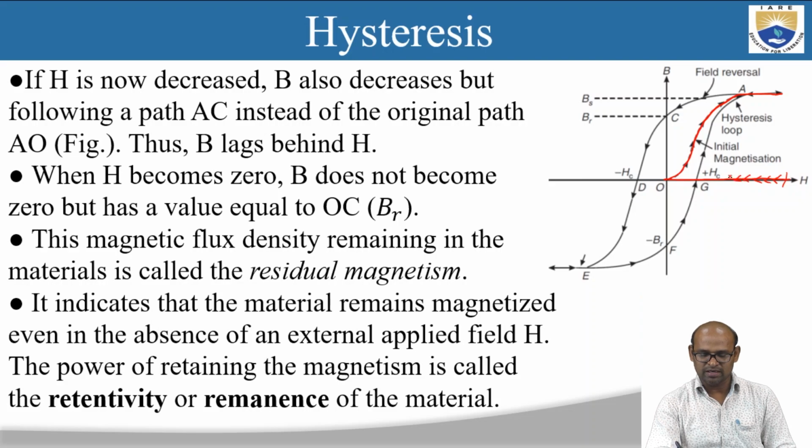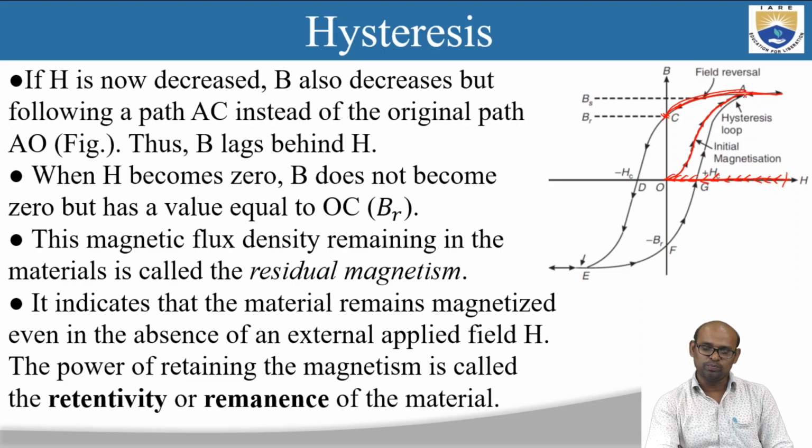As I decrease the magnetic field in this direction, the magnetic field induction also decreases, but in another path. As I decrease further and further, the magnetic field induction also decreases. As I decrease the applied magnetic field to zero, the magnetic field induction has also decreased, but not to zero, to a finite value. So the magnetic field induction followed a path AC as I decrease the magnetic field from H to O. Thus B lags behind H.